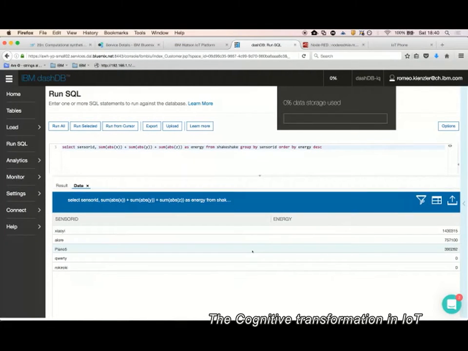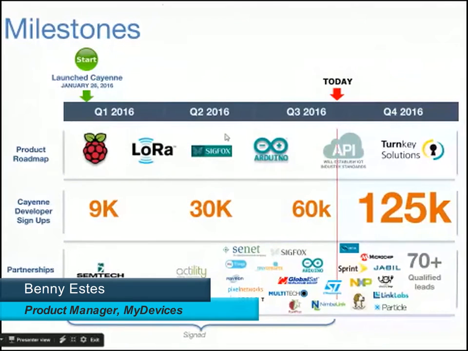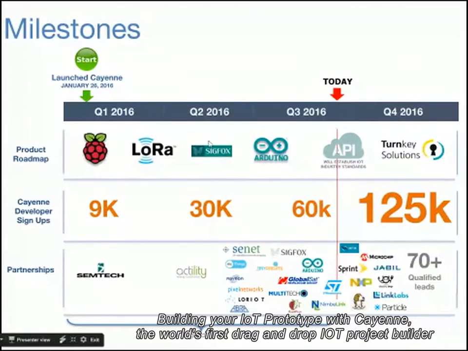So we see that Chao Yi is the winner with an energy of 1,430,015. So congratulations. We launched in January. We have 80,000 developers signed up right now. We have very significant partnerships that have been established as well. When you look at this, partnered with Arduino, LoRa, as well as Laureate, which is another company that I can go over.